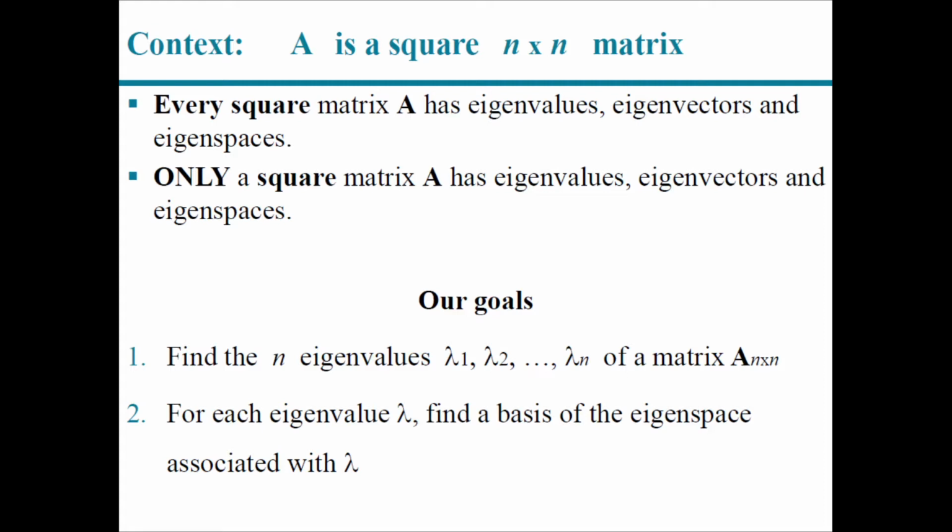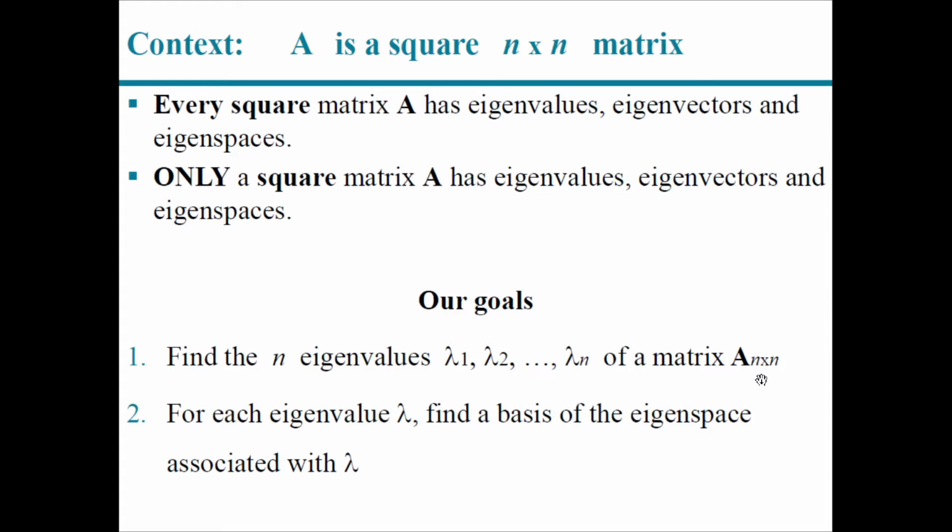So the first observation is that A will be a square matrix. You will see why. Every square matrix has eigenvalues, eigenvectors, and eigenspaces associated to it, and only a square matrix has them. So in this chapter, we are just working with square matrices all the time. Our goal will be to try to find those eigenvalues and eigenvectors.